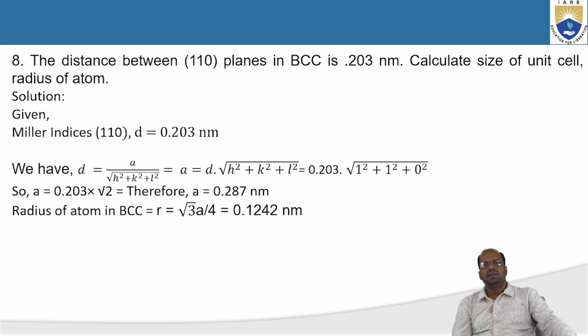What they are asking? Calculate the size of the unit cell. That size of the unit cell for which structure? Body centered cubic structure. So what is the radius formula? r is equal to root 3 by 4 a. So we know the value of lattice constant a. Root 3 into 0.287 by 4 is nothing but we are getting 0.1242 nanometers.